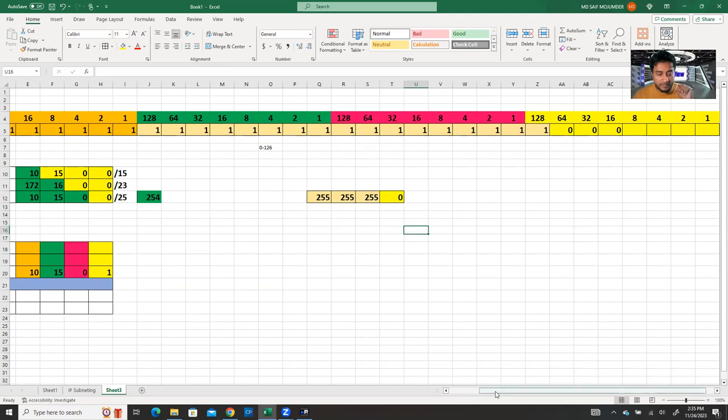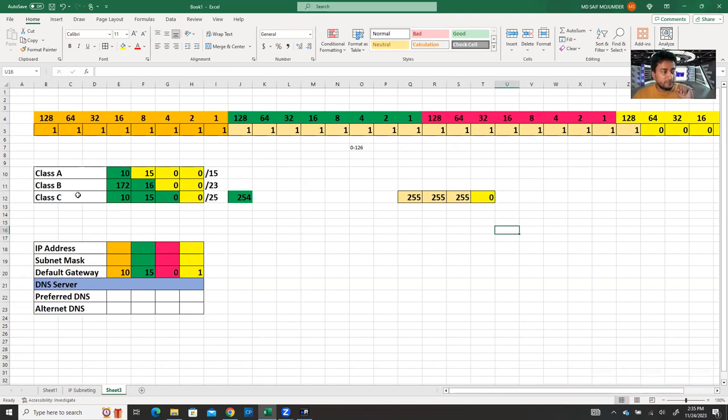So what should be the subnet mask? Whatever IP address is provided by your network team, say for example, they provided you this one, right? So how are you going to calculate from this? What should be your subnet mask? We are learning subnet mask now. Only just think about, we are learning subnet mask now. And your network team gives you 10.15.0.0/25, and you are now calculating what should be your subnet mask.